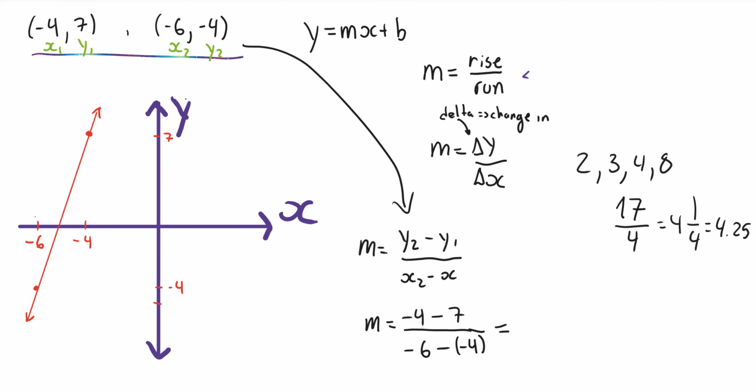Now, if we were to calculate this, -4 minus 7 is just going to be -11. And -6 minus -11. Don't forget, these two become a positive. So -6 plus 4 is -2. If we have a negative on the top and the bottom, the negatives cancel each other out.